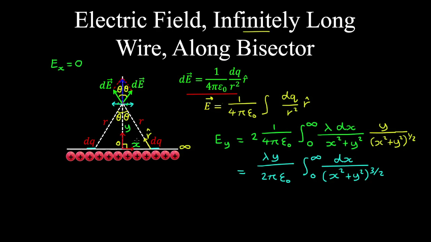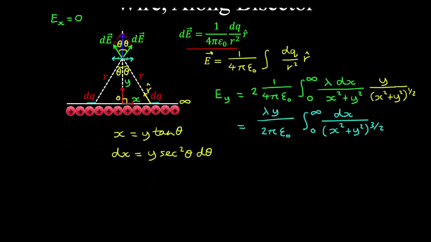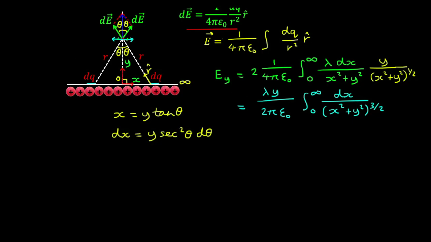So note that tan theta is x on y, so x is y tan theta, and therefore dx is y sec squared theta d theta. So note that y is always constant, being the vertical distance from the origin to the point where we're determining the electric field. So now if we make those substitutions, we have dx is y, which we'll take out of the integral. We have sec squared theta d theta.